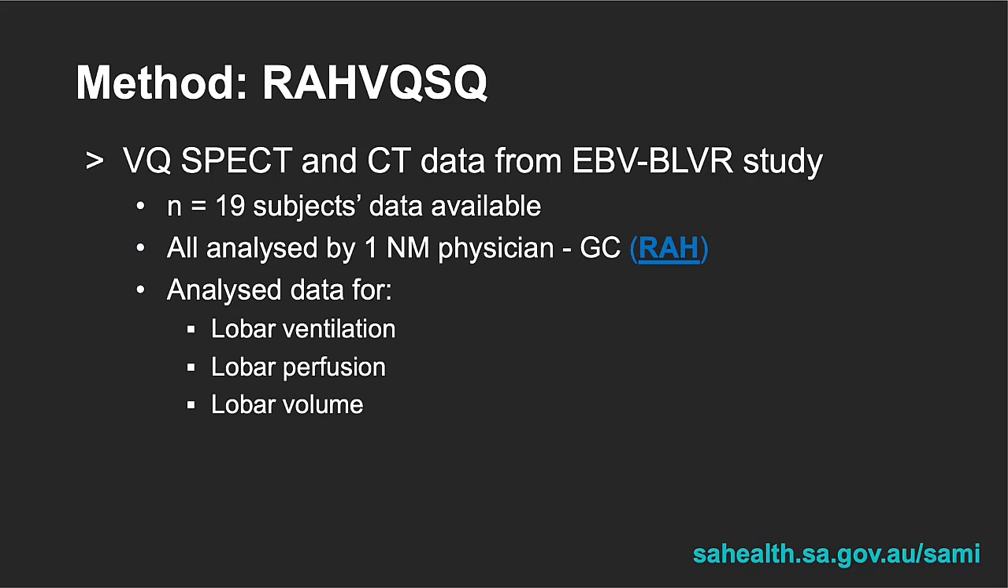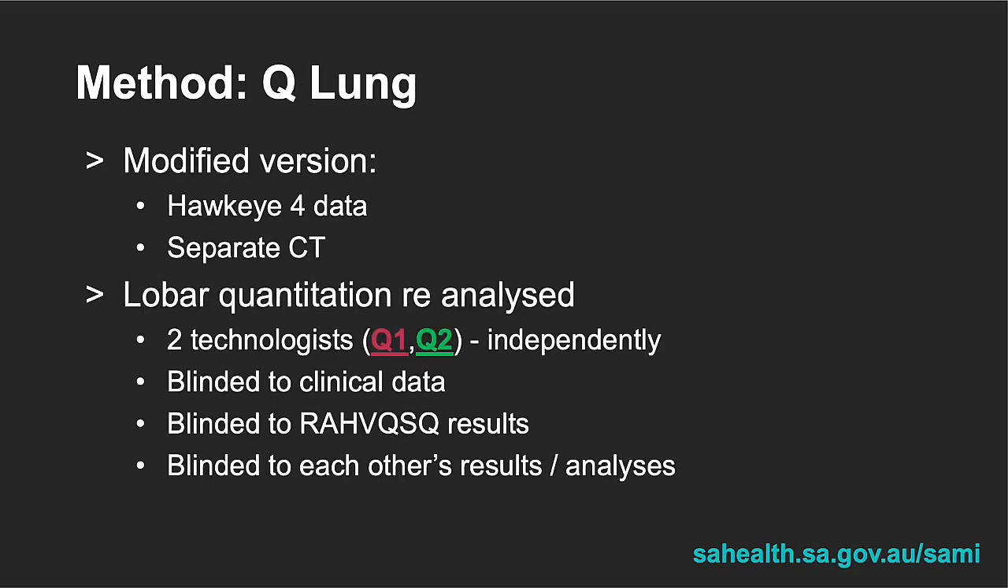Data from 19 subjects were analyzed for ventilation, perfusion, and volume percentage for each lobe using RAH VQ-SQ, all processed by me. For short, I will call my results RAH, in blue. GE kindly provided us with a modified version of QLung that can analyze VQ SPECT data from GE Hawkeye 4 and a separate CT. The data were analyzed using QLung by 2 technologists, done independently, blinded to the clinical data, my results, and to each other's results. Their results I will call Q1 and Q2 for short.